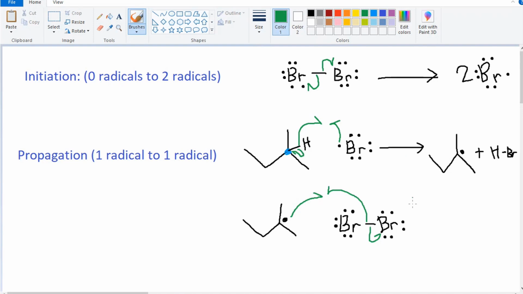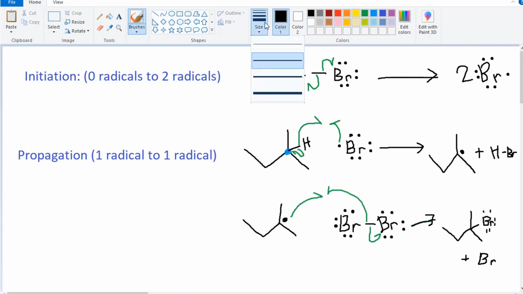So then, let's see. Switch this to this. So that's going to give you one of the final products here, what is most likely the desired final product, which is this 2-bromo-2-methylbutane. And then, of course, you also get a bromine radical, like I mentioned.